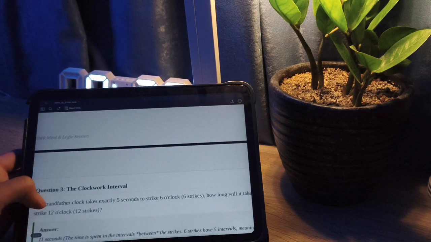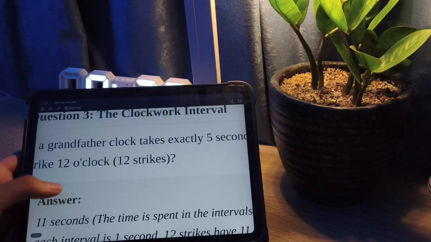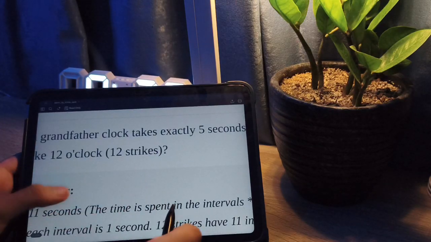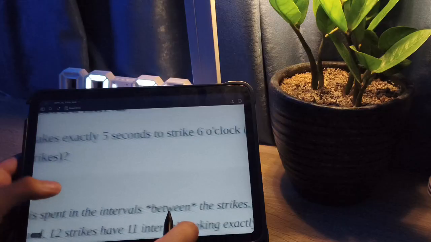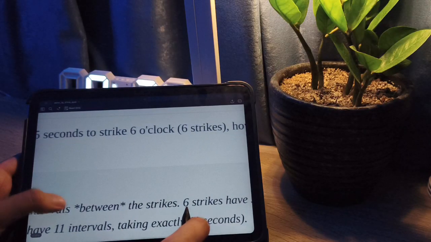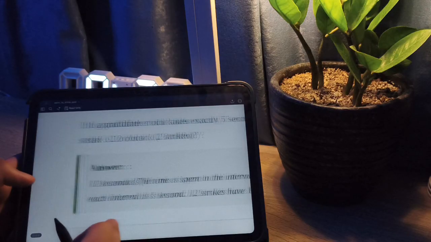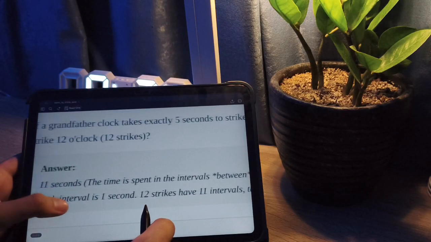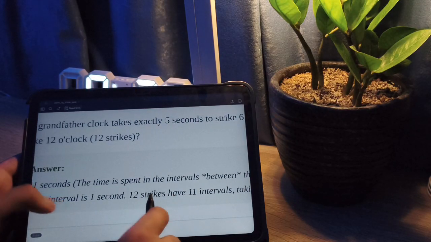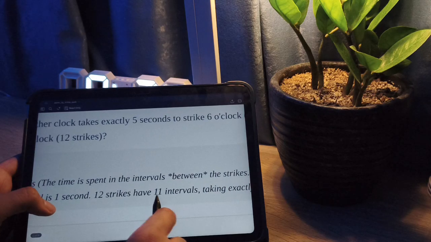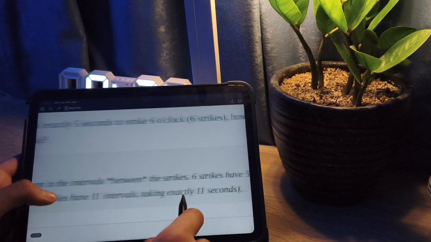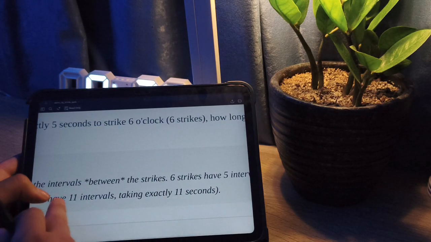The answer is 11 seconds. The time is spent in the intervals between the strikes. 6 strikes with 5 intervals, meaning each interval is 1 second. 12 strikes have 11 intervals, taking exactly 11 seconds.